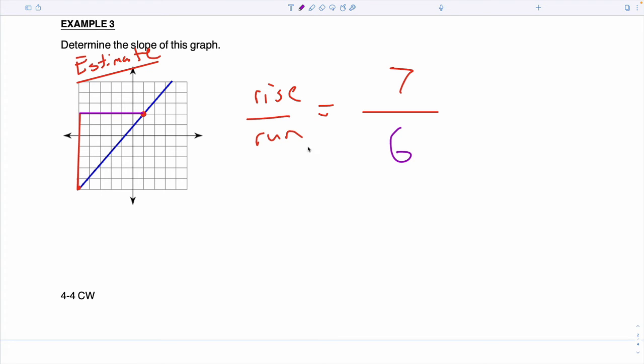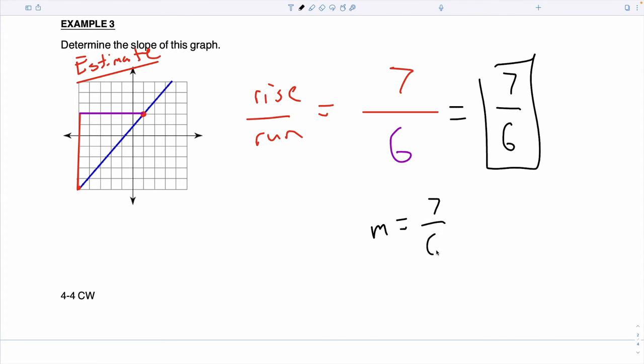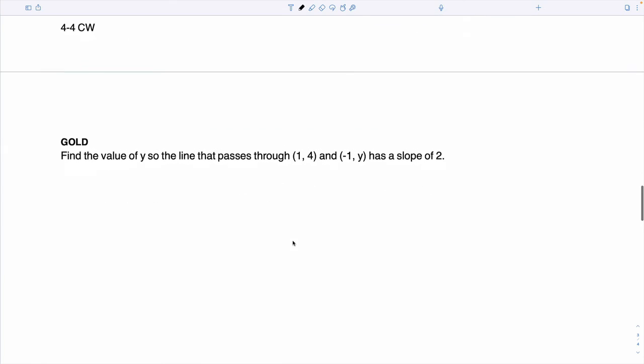Yeah, so this slope is 7 over 6. You do not need to make it into a mixed number. The ratio is always what you're going to use. 7 over 6 is the slope. 1 over 1 was close, but I looked closer and it just didn't match as well. Yeah, Claire.